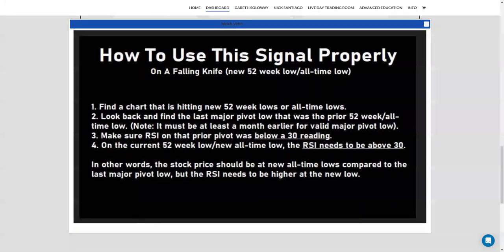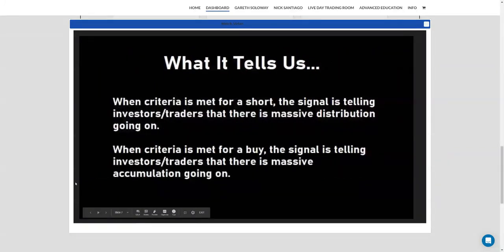So essentially what you're looking for here is what's called a divergence between relative strength, meaning that in this case, the stock is getting stronger based on the relative strength index, but the price is actually lower than the previous low. All right, very intriguing stuff. What does it tell us? When criteria is met for a short, the signal is telling investors and traders that there is a massive amount of distribution going on.